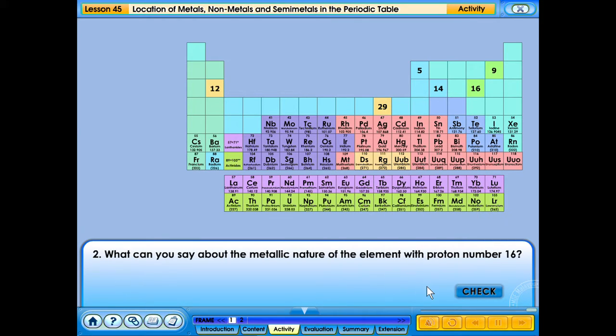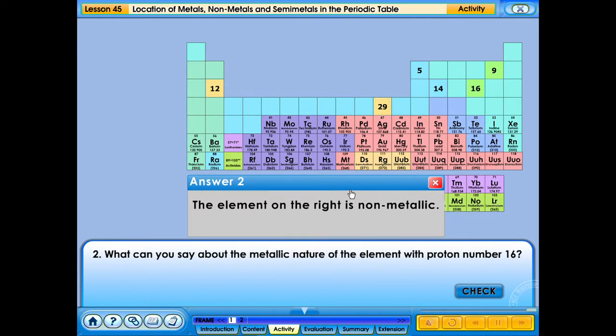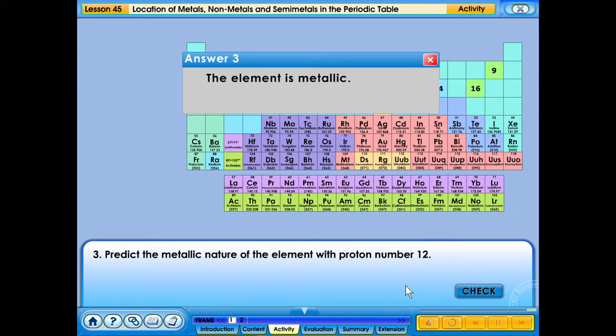2. What can you say about the metallic nature of the element with proton number 16? The element on the right is non-metallic. 3. Predict the metallic nature of the element with proton number 12. The element is metallic.